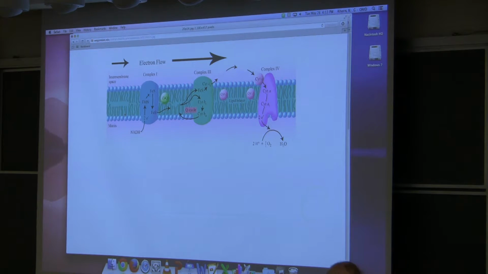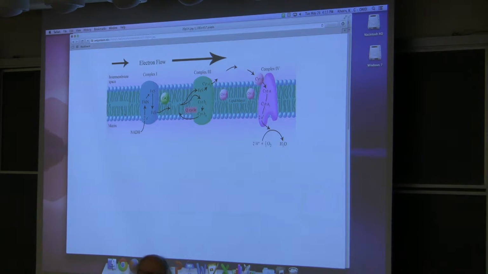When complex 1 is done with the electrons, it passes the electrons off to coenzyme Q. This is a little molecule that's capable of accepting electrons. By the way, when you get electrons off of NADH, they come in pairs. Okay? So 2 electrons enter here.